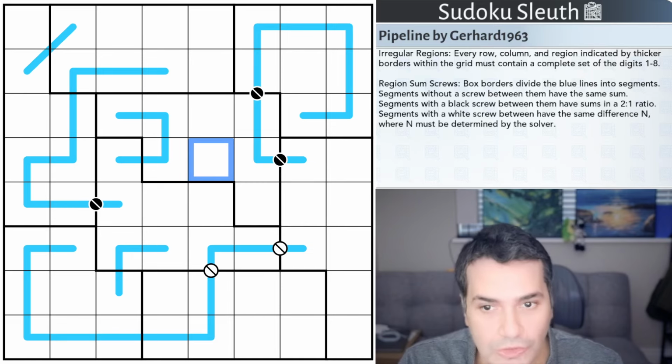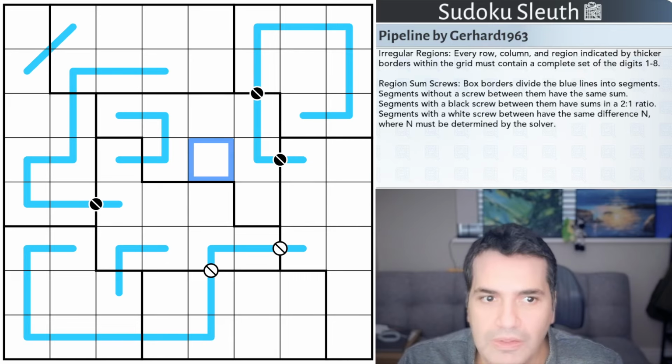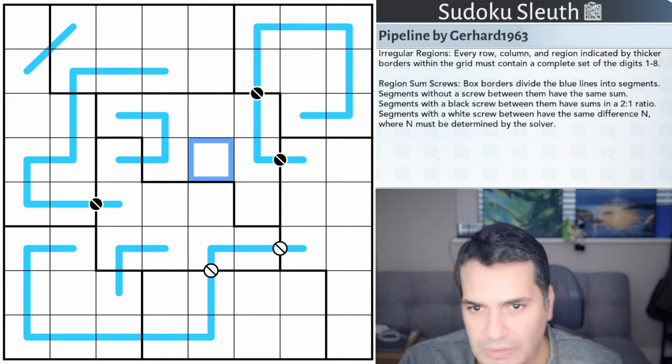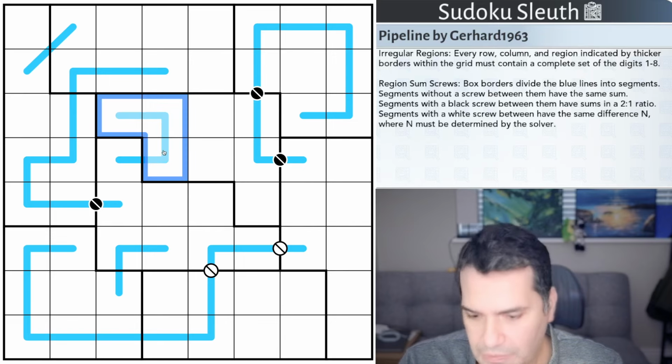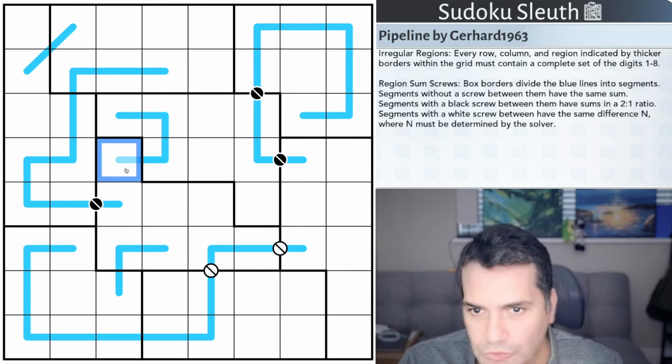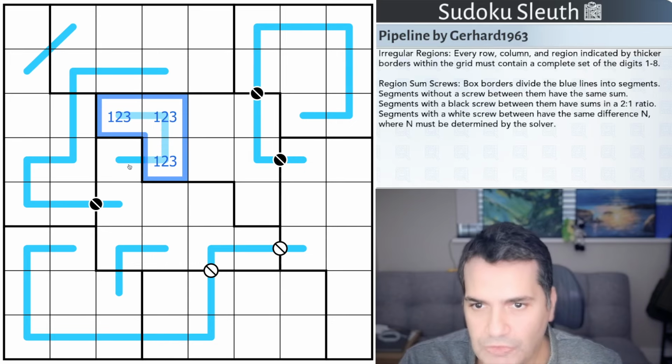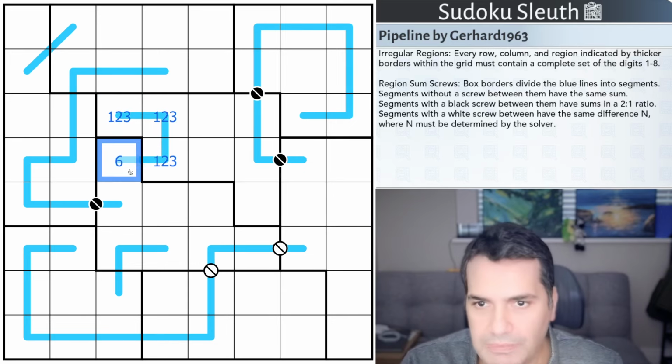And then there is literally only just the one variant with the twist, which is the region sum screws. So box borders divide the blue lines into segments. Segments without a screw between them have the same sum. And I'm trying to find something without giving the game away. But let's try something. Here is one where there are clearly no screws as it jumps from one region to the next. If these are 1, 2, and 3, they sum up to 6, which is what I end up placing in here.